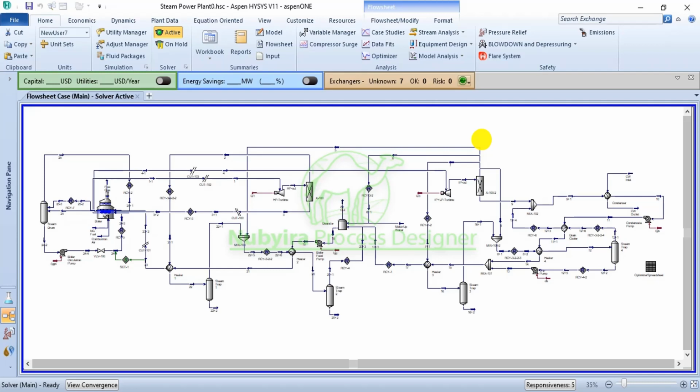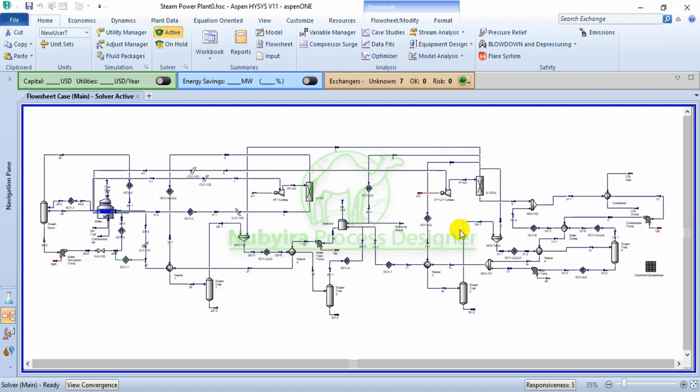Today, I want to explain how to calculate the efficiency performance of a regenerative steam power plant process. So we are going to simulate the process and calculate the efficiency of the process, and compare with certain methods, like how the fluid package calculation affects the efficiency. The major thing about this video today is just calculating the thermal efficiency of the process.